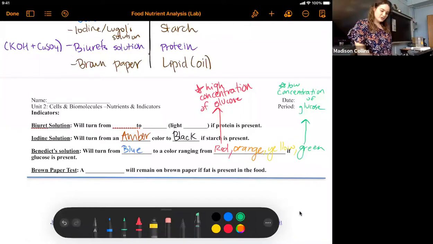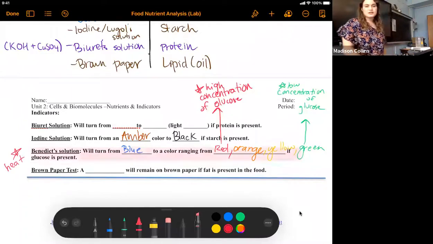Before we move on, I do want you guys to put a star next to Benedict solution and write down that this is the one test that requires heat. So Benedict solution won't change colors unless you heat it up. All right, I'm going to stop sharing my screen now so you guys can see me do the next indicator test.